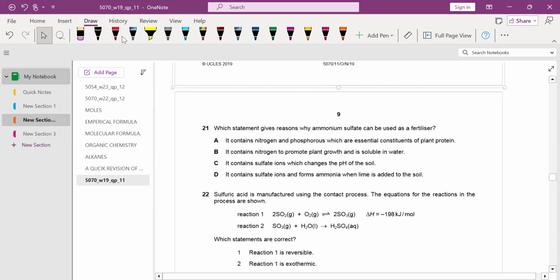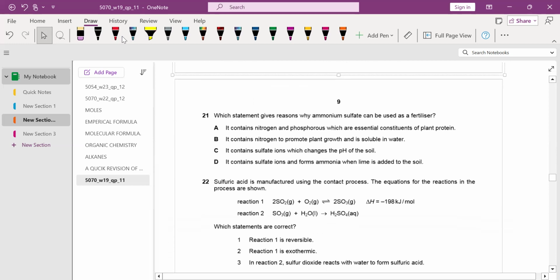Then question number 21, which statement gives a reason why ammonium sulfate can be used as a fertilizer? It contains nitrogen to promote plant growth and is soluble in water. So option B is correct for question number 21.